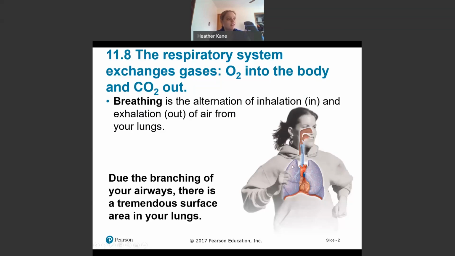There is a lot of surface area in our lungs, and the surface area is really important for this gas exchange to take place. Surface area really means that there is going to be a lot of association between the air and the tissue within your lungs. So there's a lot of opportunity for the tissue to be able to absorb that oxygen, which is really important.